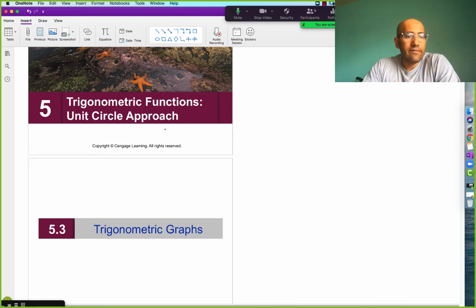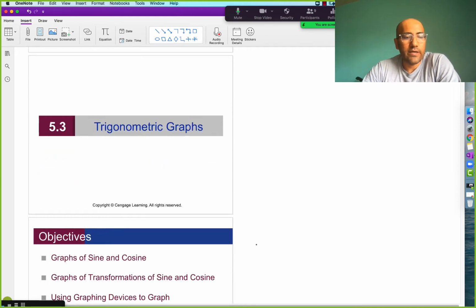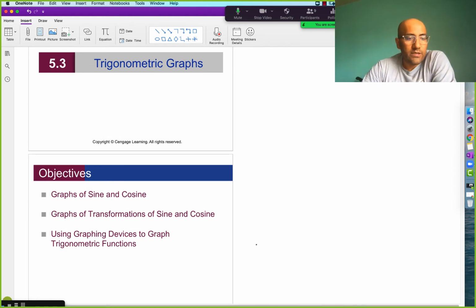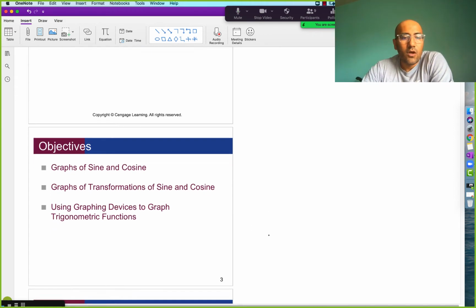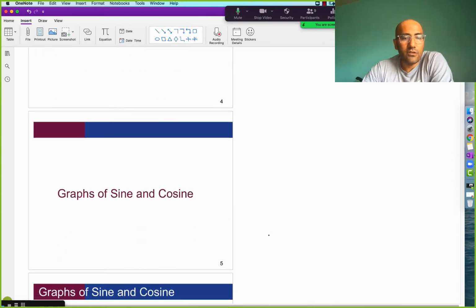Okay, so Chapter 5, Section 3, Trigonometric Graphs. And again, I know we've already worked with the general shape of the sine and cosine function, but we're reintroducing it one more time. So in this section, we're going to graph the sine and cosine function, and then think about how those graphs can be transformed using the same properties we already learned in a previous chapter about transformation of functions. You know, what happens when you add a constant, what happens when you multiply by a constant, stuff like that.